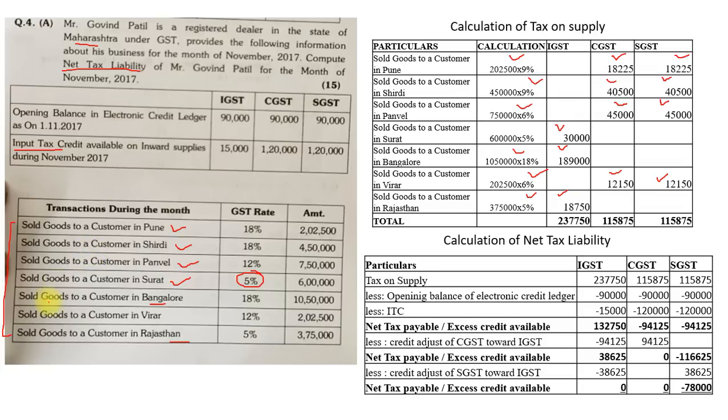Using that format, particulars, IGST, CGST, SGST: tax on supply, we take those values 2,37,750, 1,15,875, 1,15,875. From that, less opening balance in the credit ledger 90, and less ITC 1,20,000, 1,20,000. Subtracted, we got IGST as positive, so that's the net liability. CGST and SGST became negative. It means there's excess credit available. Now the rule is, if there is excess in CGST or SGST, you can use it to pay off IGST. If IGST is in excess, you can use it to pay off the other two.